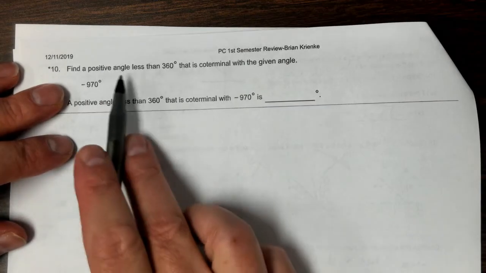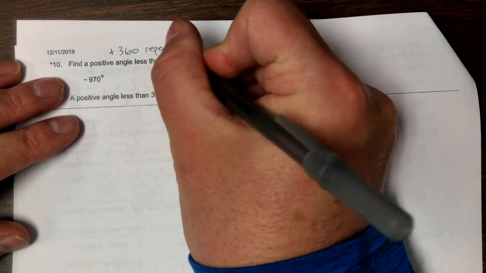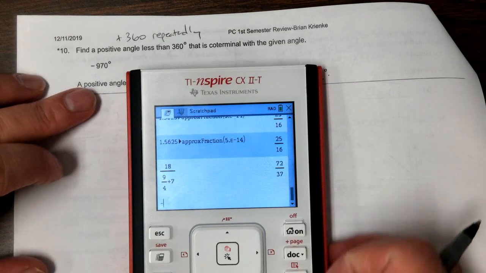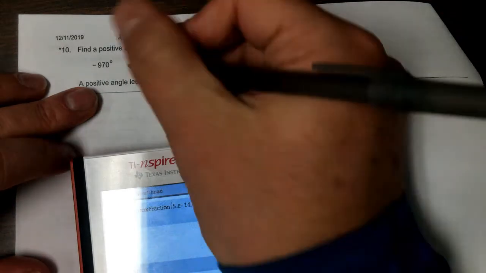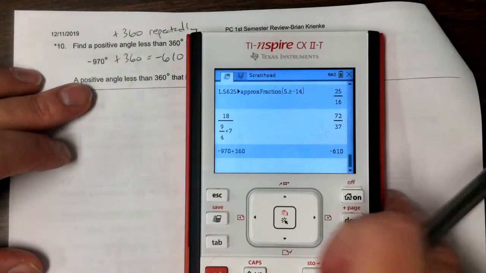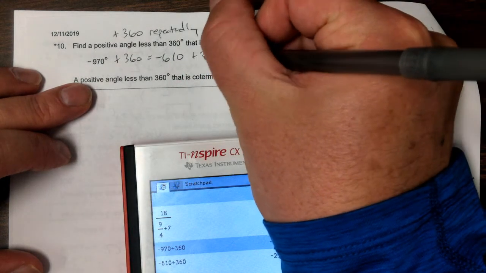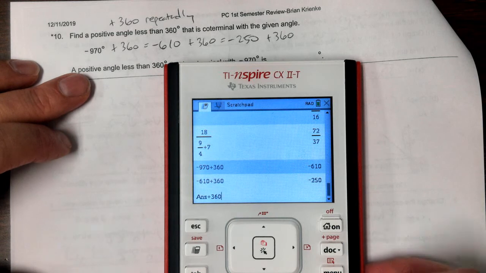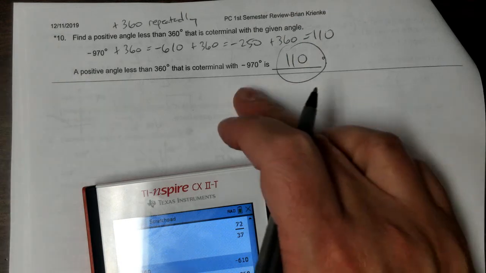Number 10, find a positive angle less than 360. So you basically want to add 360 repeatedly until you get to the right spot. Negative 970 plus 360 gives you negative 610. It's still negative, so you got to keep on adding. So plus 360 gives you negative 250. And add 360 again. Gives you 110. That's your answer. It's the first time we hit something positive.